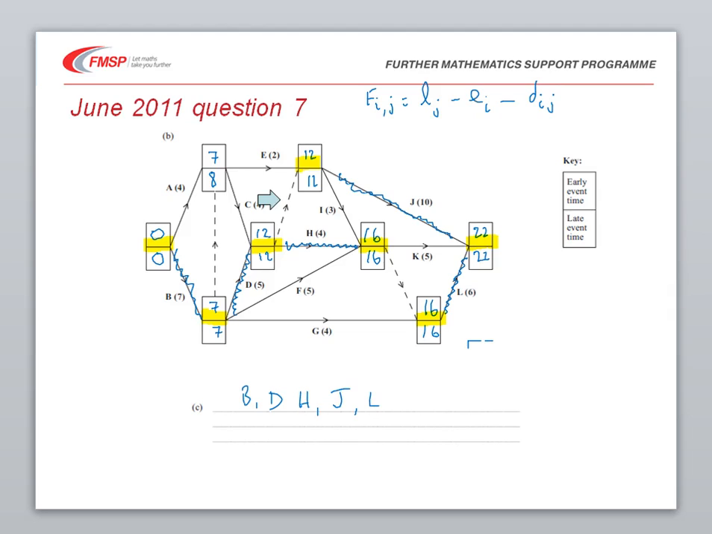The marking for this was an M1 A1 for the early event times and a similar M1 A1 for the late event times. So the method marks are just to convey some idea that you're doing the right process, that the numbers are generally increasing as you go from left to right, and then you're looking at subtraction afterwards. There's a method mark and an accuracy mark for the critical activities.